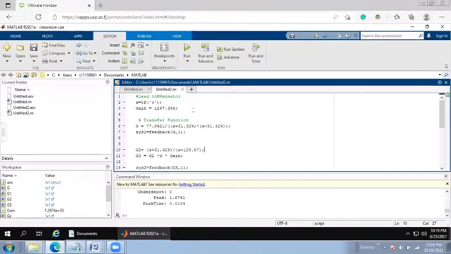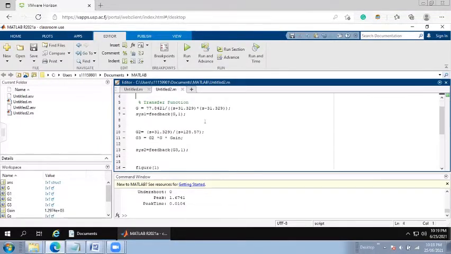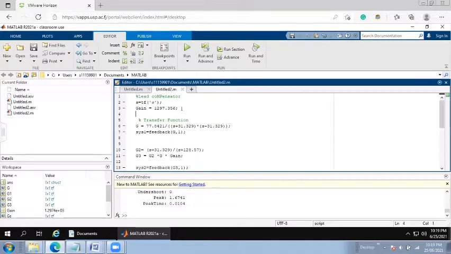So as I mentioned before, we have designed a lead compensator. For our project, the gain was found to be 1297.356, which we have declared at the beginning of the coding. Next up is the transfer function. This is the same transfer function which we obtained from the lab manual. The only key difference is that the denominator has been factorized.